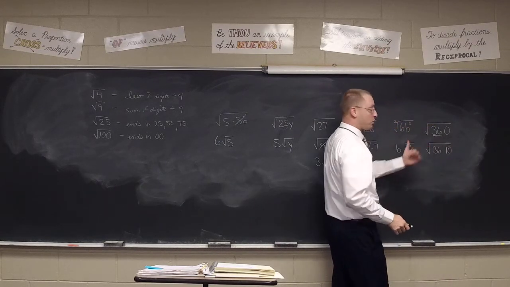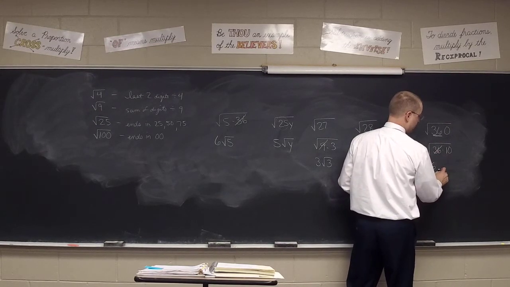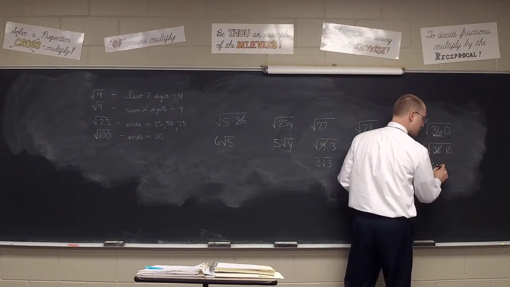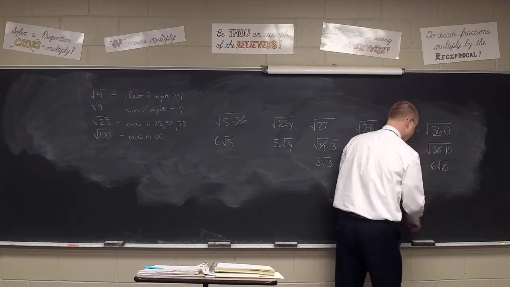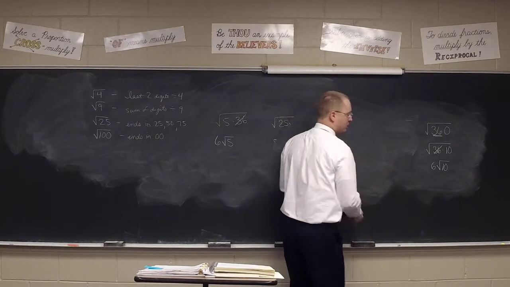And so we would take the square root of the 36 to get 6, times the square root of 10. There we go, times the square root of 10. Now that's not the only way to do it, obviously. There's other ways you could have approached this one.